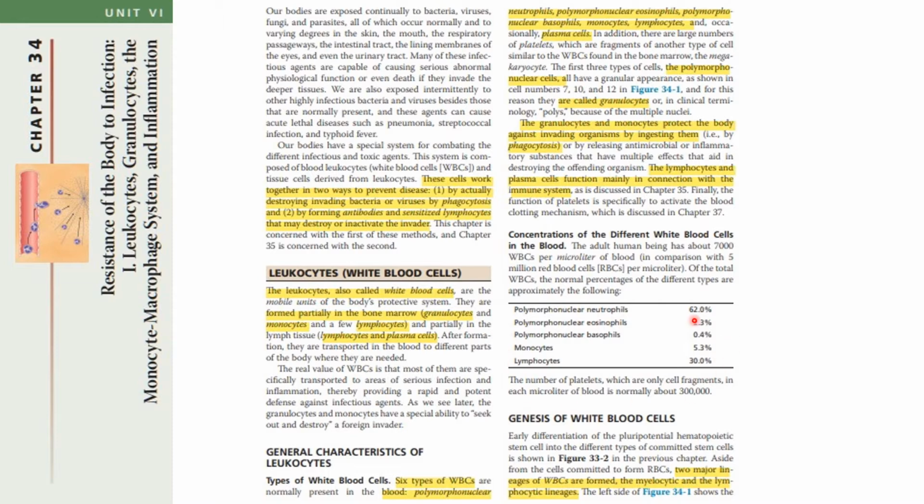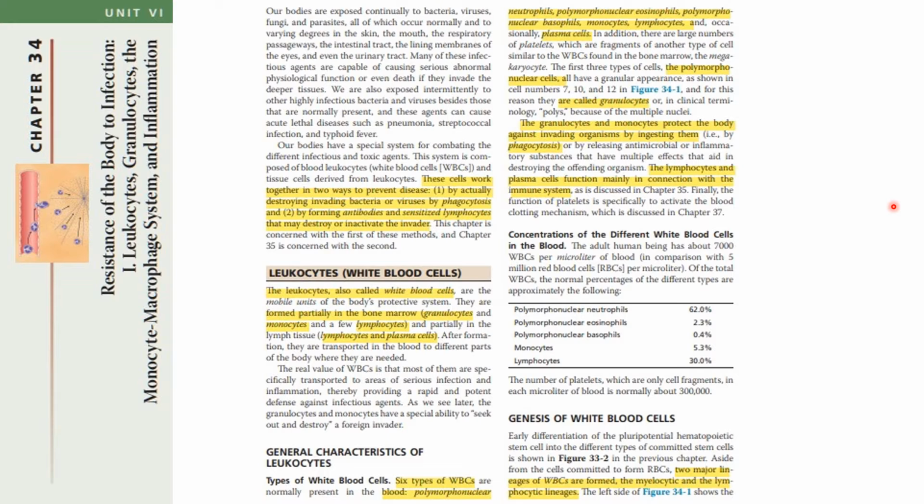Here in the table you can see the percentage of each cell type found in the body. Polymorphonuclear neutrophils are found at 62.0%. Eosinophils are found at 2.3% in the body. Basophils are 0.4%, monocytes 5.3%, and lymphocytes 30%. So polymorphonuclear neutrophils and lymphocytes are found in higher concentration in your body as compared to the other cells. Next is the genesis of white blood cells.